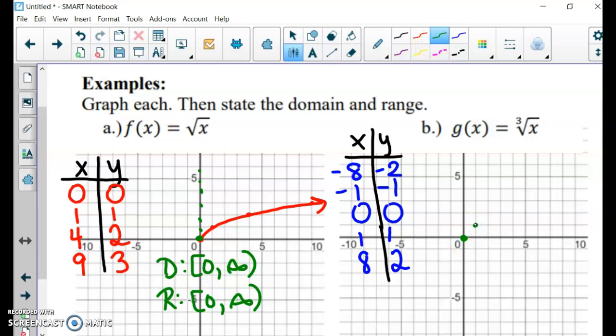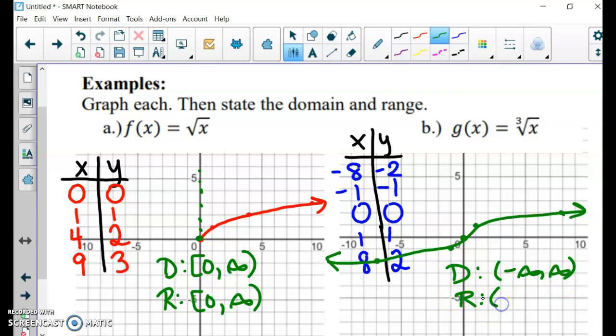0, 0, 1, 1, all the way over to 8, 2. -1, -1, -8, -2. Here is the graph of the cube root of x. Notice the arrows are going in both directions, left and right, so the domain is negative infinity to positive infinity, and the range is also negative infinity to positive infinity.